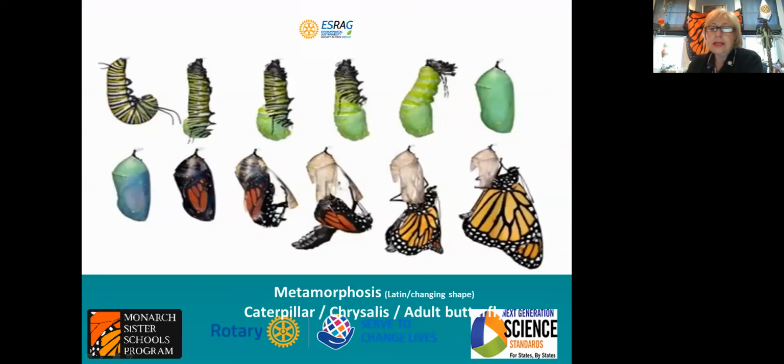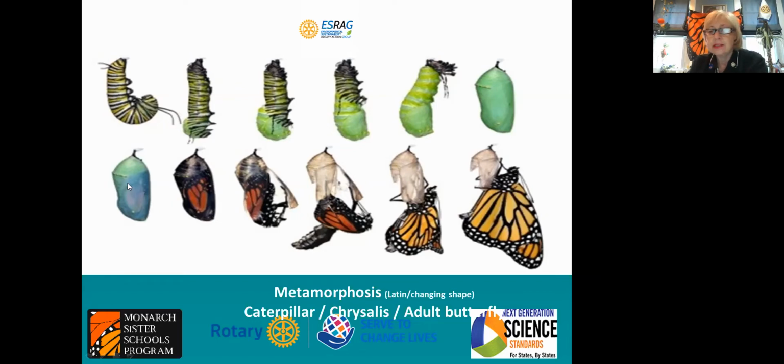And then the next step is it hangs upside down in a J form. It creates this little bit of silk to attach itself to a leaf or a stick or a fence. And then it kind of wiggles around until the skin gets all the way to the top and it falls off, and underneath this chrysalis green shell forms. And you can see it here. It's a beautiful green color.